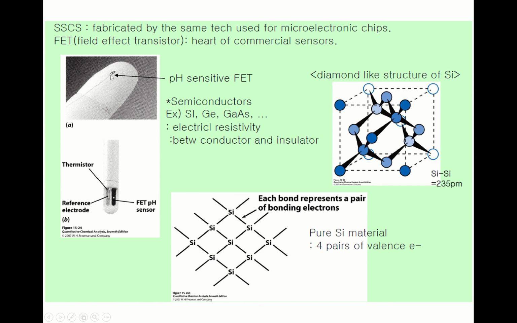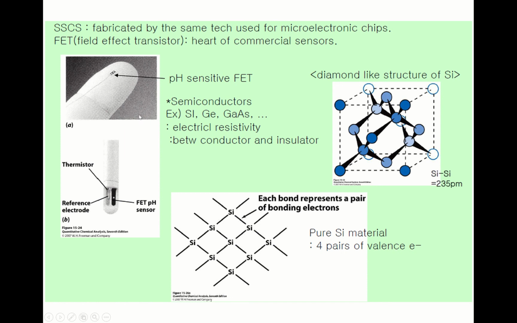This is a pH sensitive FET. FET is field effect transistor. There are several types of transistors. The original transistor was the bipolar transistor, right? The three inventors were awarded the Nobel Physics Prize. Then electronics has progressed a lot, and now most transistors are field effect transistors. I'll show you briefly the principle of how a field effect transistor works.